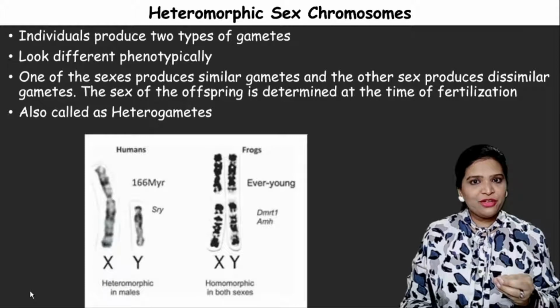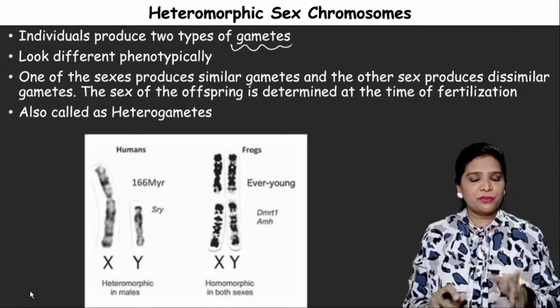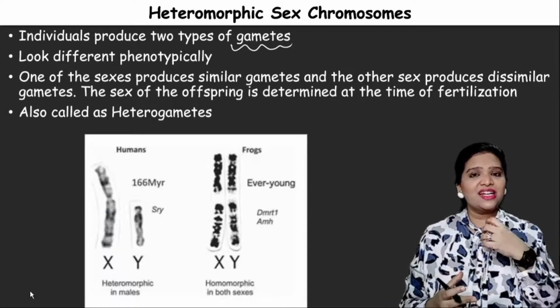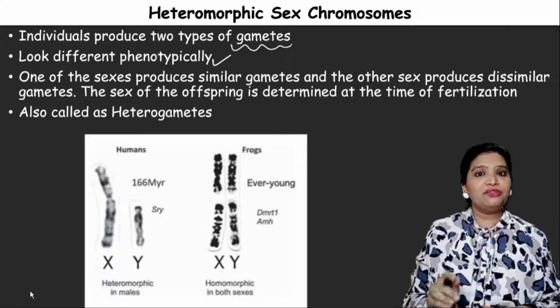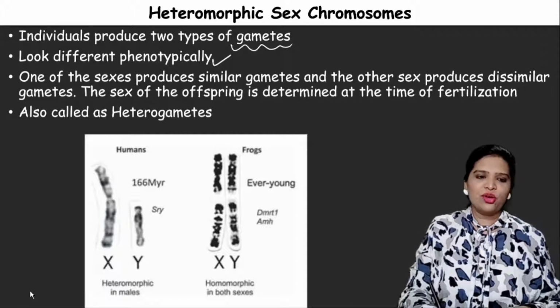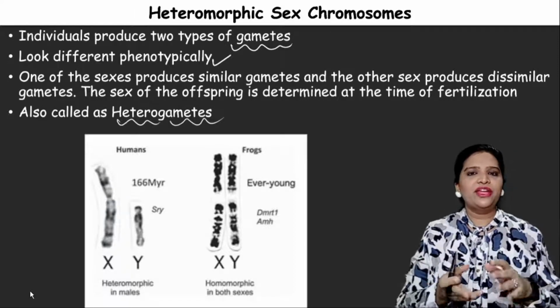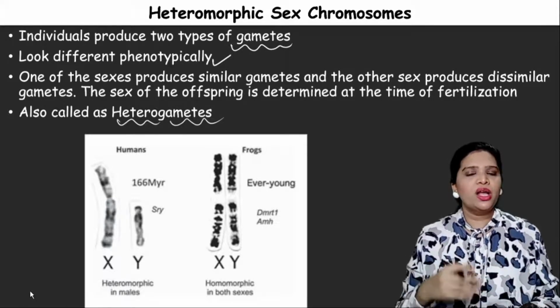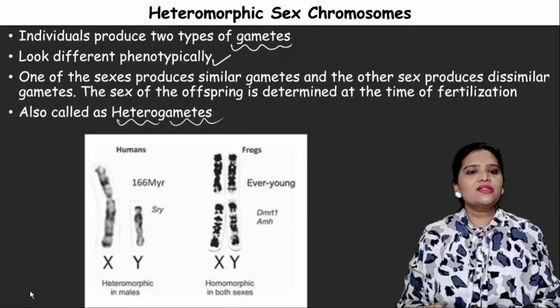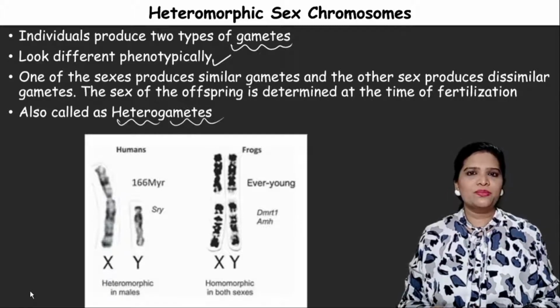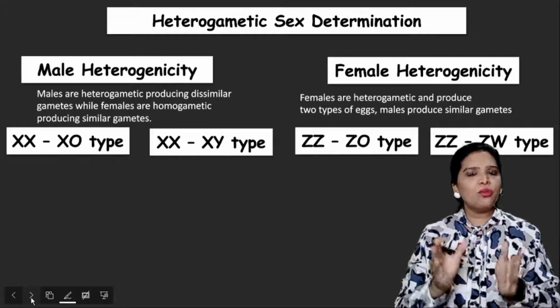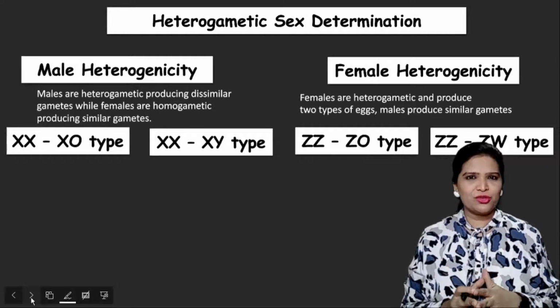Individuals with heteromorphic chromosomes produce two different types of gametes. We can easily identify these gametes by looking at them phenotypically. Such gametes are called heterogametes. Hetero means different, and gametes are reproducing cells, so different types of reproducing cells. This is called heteromorphic sex chromosome. So far we have seen the differences between homomorphic and heteromorphic chromosomes. Now let us move on to the heteromorphic, or heterogametic, chromosomes.